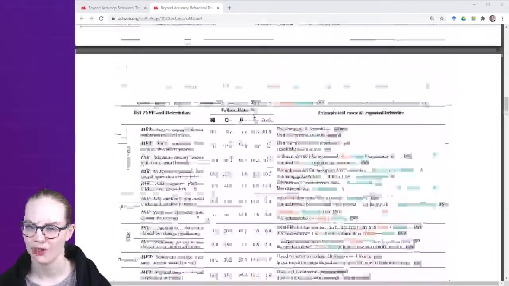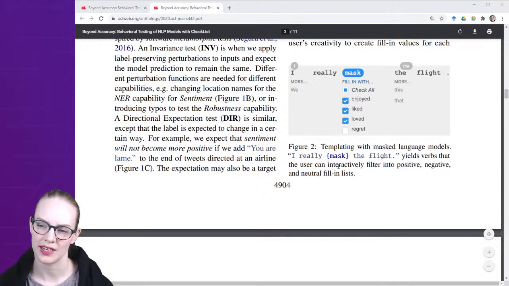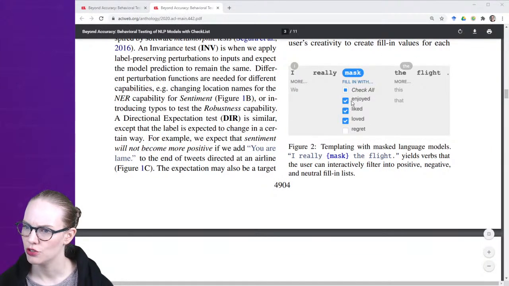Figure 2. So let's check out figure 2. So this looks like an interface, but I think it's just like a... maybe this is an interface? Let's see. Figure 2. Templating with masked language models. "I really {mask} the flight" yields verbs that the user can interactively filter into positive, negative, and neutral fill-in lists. So this section has I, we, really, the masks. So these were generated by the system, or by the masked language model, RoBERTa. Enjoyed, liked, love, regret. And then it looks like this person has selected the positive verbs.